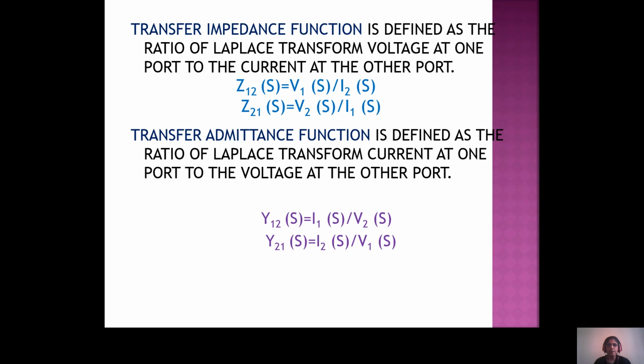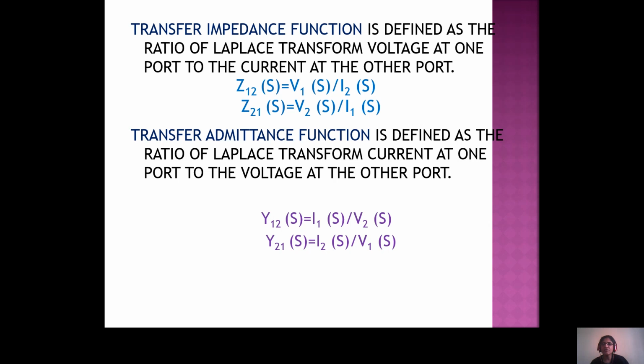When you take the admittance function, the transfer admittance function is defined as the ratio of the Laplace transform of the current at one port and the voltage at the other port. That means current by voltage is the admittance. Whatever the current at the first port, you consider the voltage at the second port; when you consider the voltage at the first port, you consider the current at the second port. So Y12(s) = I1(s)/V2(s), and Y21(s) = I2(s)/V1(s).